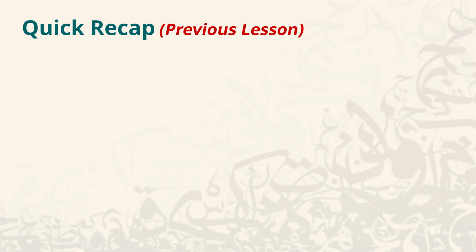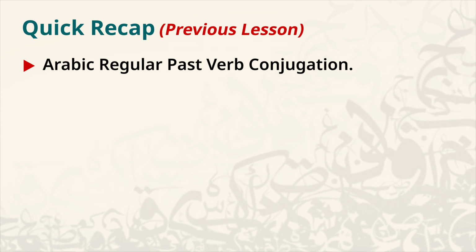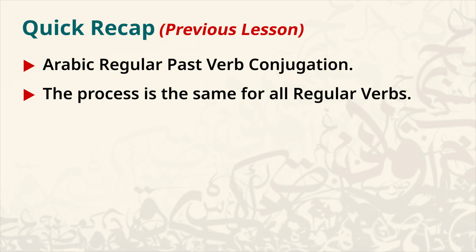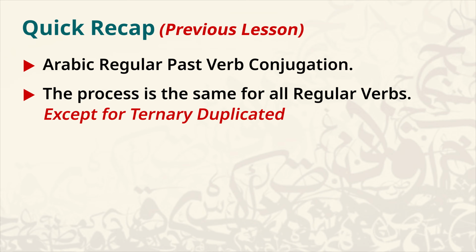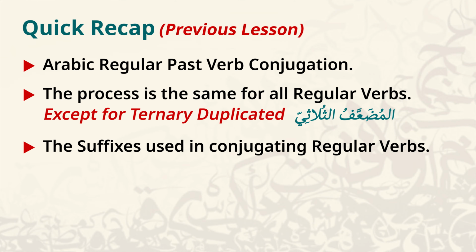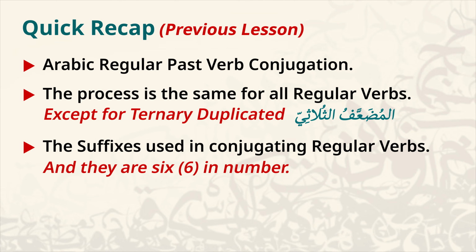In the previous lesson, we learned together how to conjugate Arabic regular verbs. We discovered that conjugation of all types of regular verbs is the same, except for ternary duplicated, المضاعف الثلاثي, whose duplication gets untied whenever a vowel suffix is added. And we also identified the suffixes used for conjugating regular verbs in the past tense, and they are 6 in number. Let's begin our lesson with a simple question.